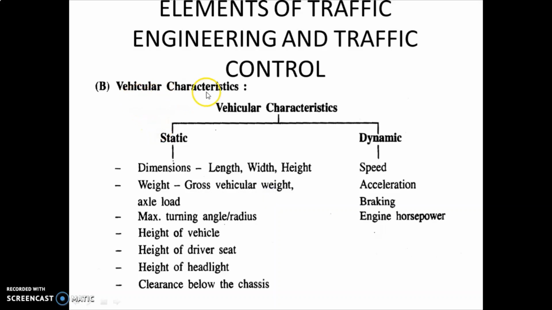If we talk about vehicular characteristics, they are classified into two types, static and dynamic. In static, the parameters you can include are dimensions, that is the length, width and height of the vehicle; the weight, in that gross vehicular weight and axle load; then maximum turning angle and radius; then the height of the driver's seat, height of the headlight, and clearance below the chassis. All these you can take under the static parameters. In the case of dynamic, you can see speed, acceleration, braking and engine horsepower. Okay, so we have seen vehicular characteristics.